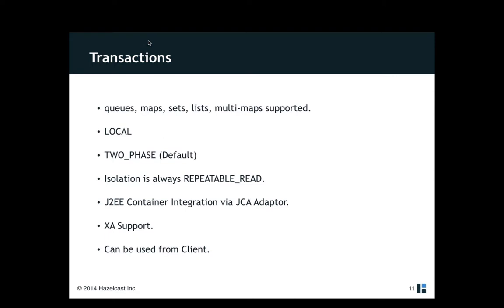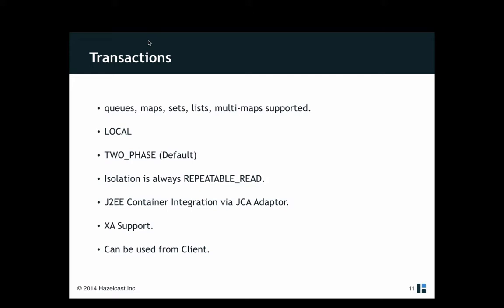We have two ways of running a transaction. So you can have local transactions, and there's two-phase commit transactions as well. So two-phase is the default, and we'll look at the differences between local and two-phase in a moment. The isolation level on reads is repeatable read. So what we mean by that is if within a transaction you read something out of a queue or a map at the start of the transaction, and you read again further down in the transaction that same key or that same item out of the collection, you're always guaranteed to get the same value.